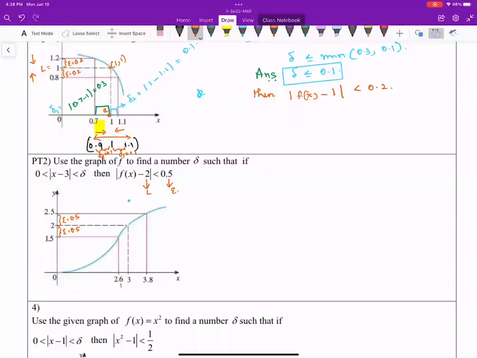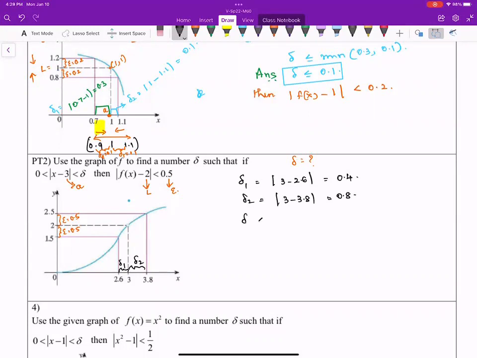Now, what should be the neighborhood of 3? How close x should be to 3, right? So this is our a on the x-axis. The question is, what is delta? Like we did in the earlier problem, we want to choose delta 1, which is the distance between 2.6 and 3. Delta 1 is 3 minus 2.6. You can consider the difference any way you want, because it's absolute value, so it is going to be positive anyway. Delta 2, similarly, is the distance between 3 and 3.8, which is 0.8.